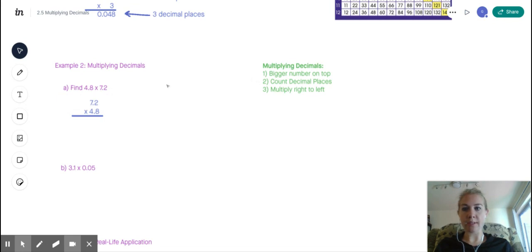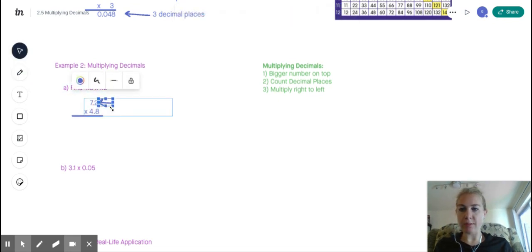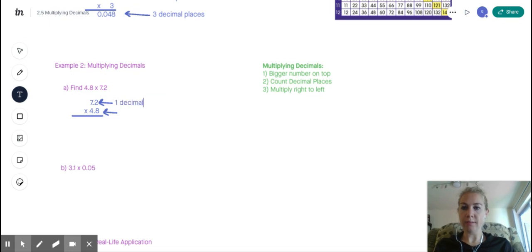All right, step 2 says to count the decimal places. In our first number, 7.2, there's one decimal place. There's also one decimal place in 4.8. Remember, we're counting how many numbers are to the right of the decimal point, the little period.